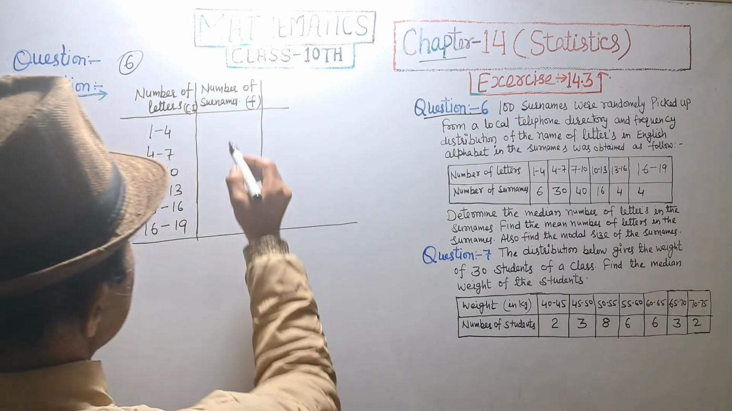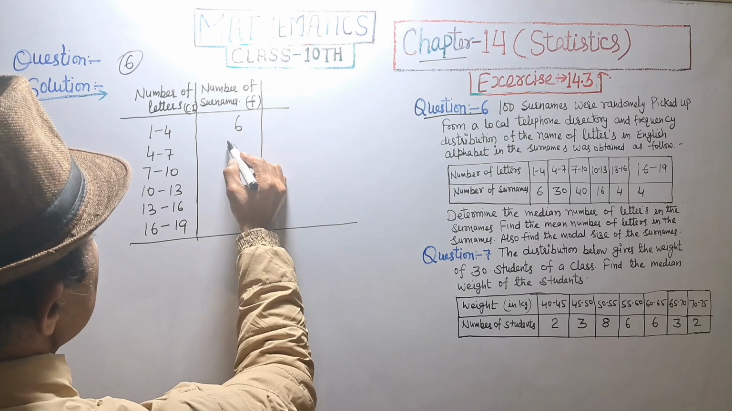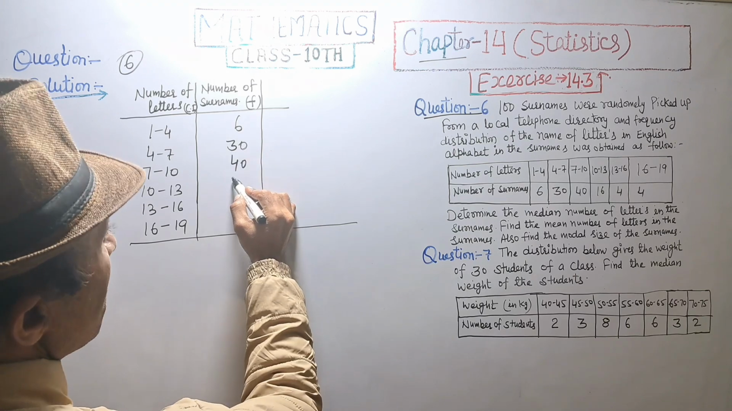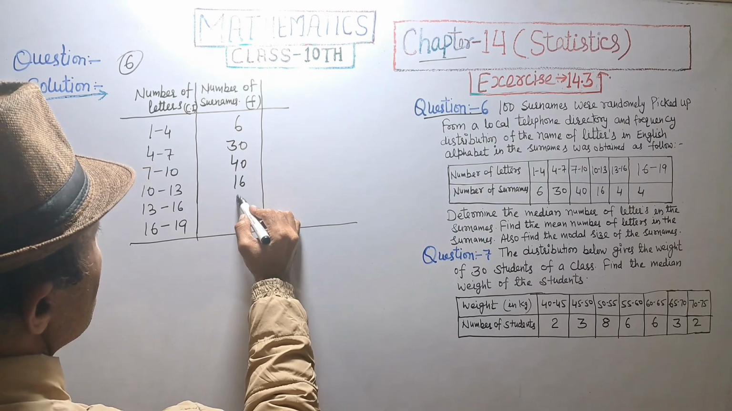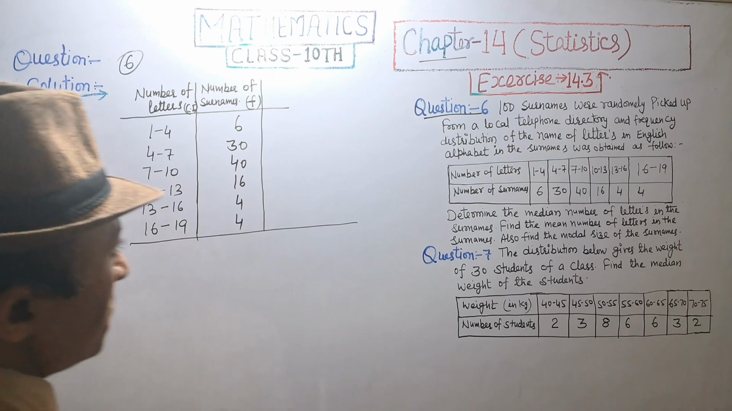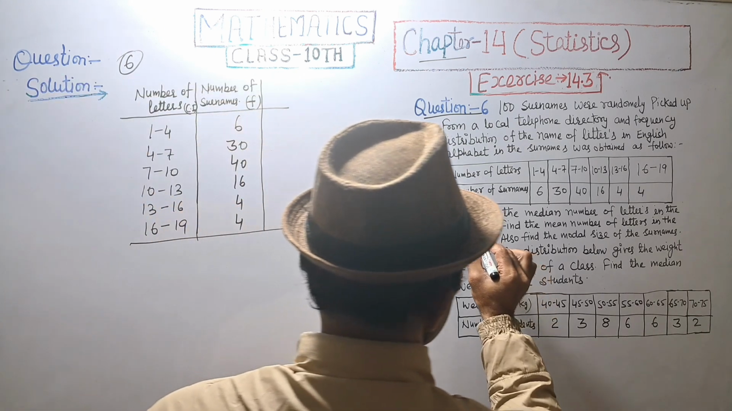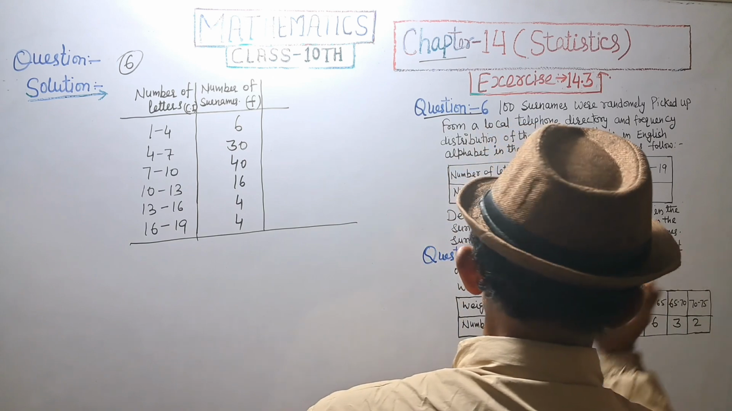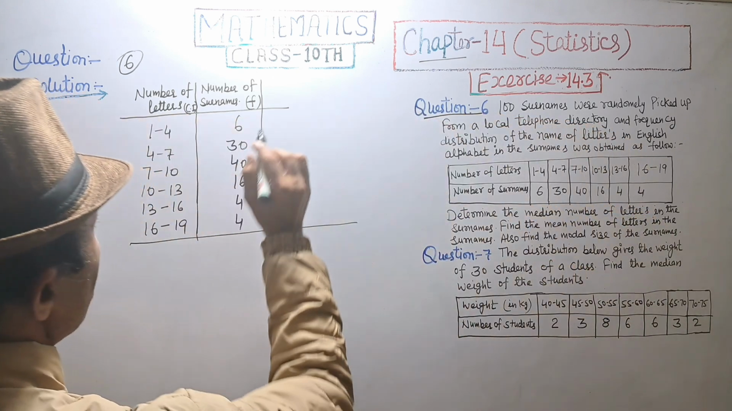Frequency is 6, 30, 40, 16, 4, 4. Determine the median number of letters in the surnames.